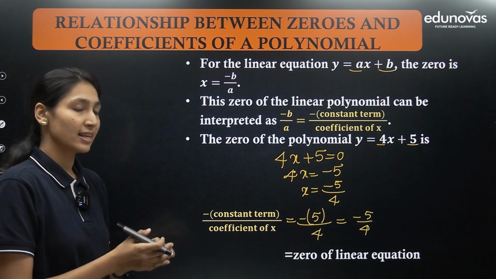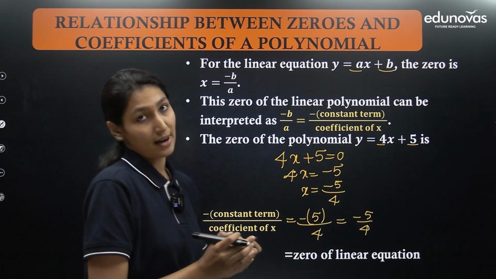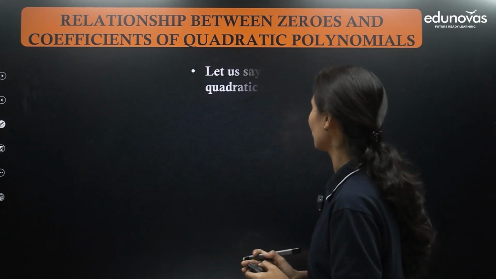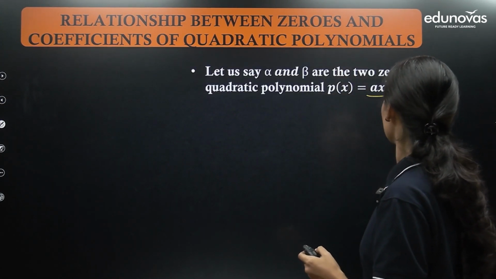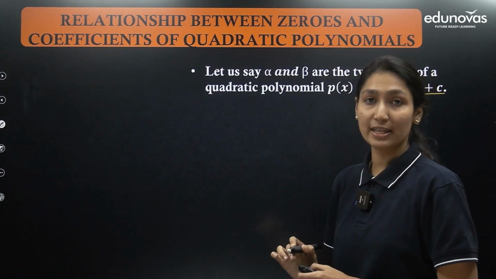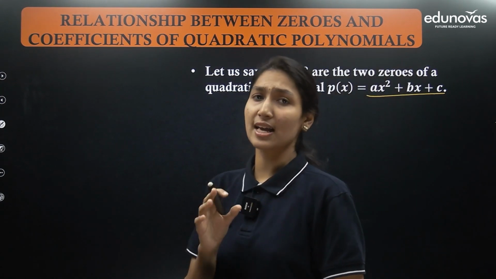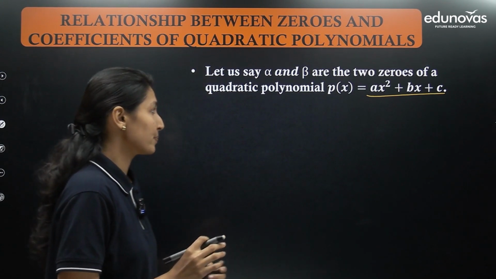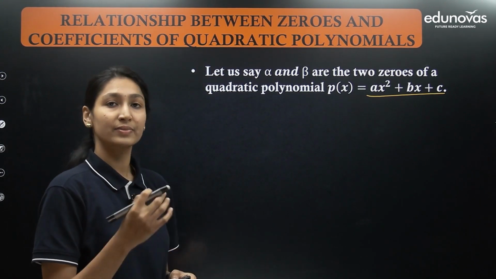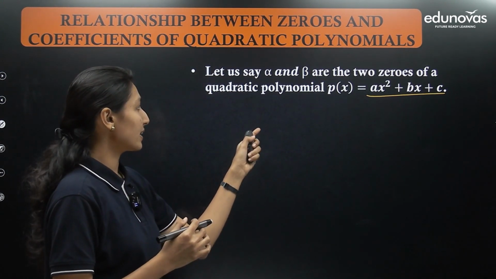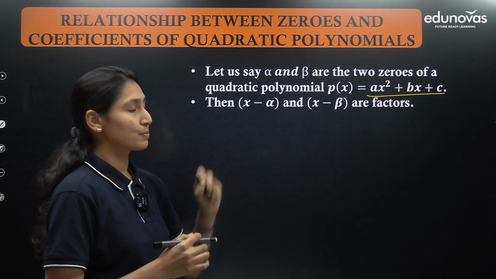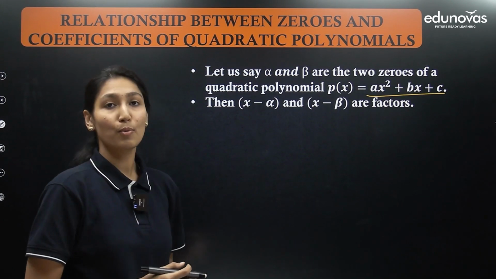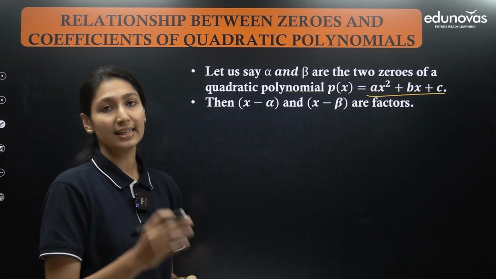Okay. Now, let's discuss this for quadratic polynomials. What is the general form of a quadratic polynomial? It is ax square plus bx plus c. And let us assume that alpha and beta are the zeros of this quadratic polynomial. Then we can say that x minus alpha and x minus beta are the two factors for the given quadratic polynomial. You have learned this in class 9.